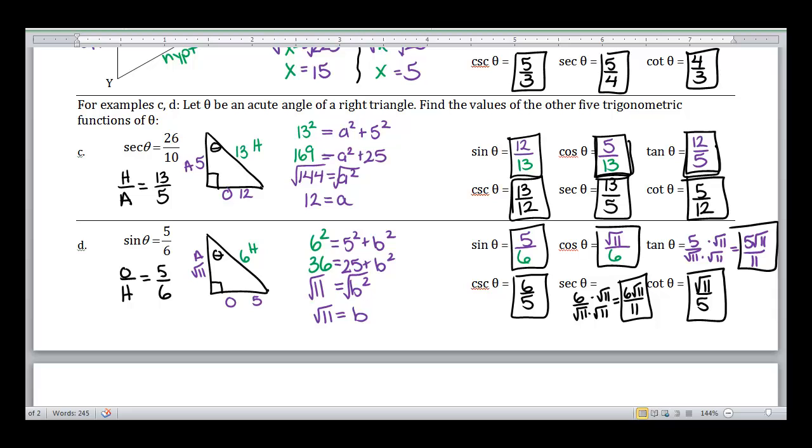Here we were given sine, which was the opposite side over the hypotenuse. So that meant my side opposite theta was a length of 5, and my hypotenuse, the side opposite the right angle, was a length of 6. I had to do Pythagorean theorem to solve for my adjacent side. Since square root 11 did not simplify, that's what I left it. Then again, I used SOHCAHTOA to figure out my sine, cosine, and tangent, rationalizing the denominator when necessary, and then the reciprocals for cosecant, secant, and cotangent. Again, rationalizing the denominator when necessary. Let's now look at the examples on the next page.